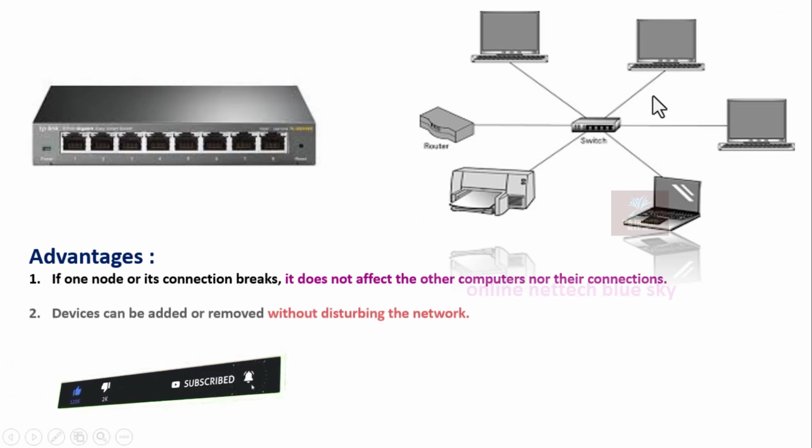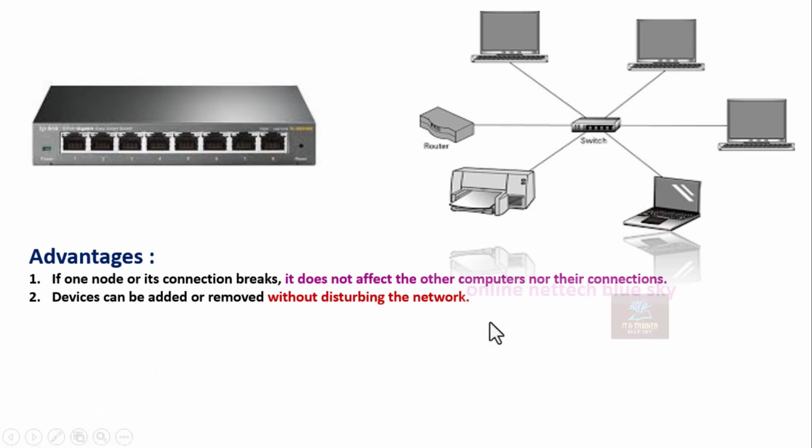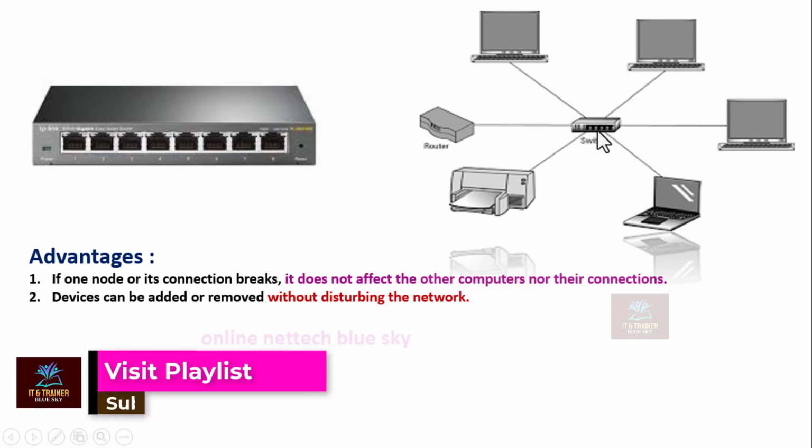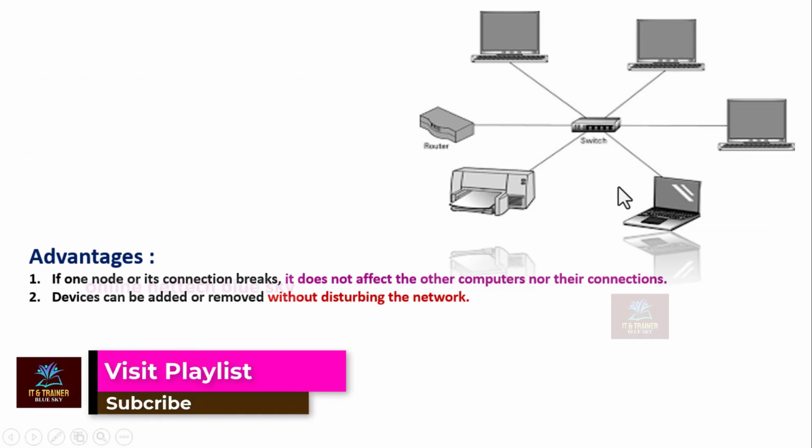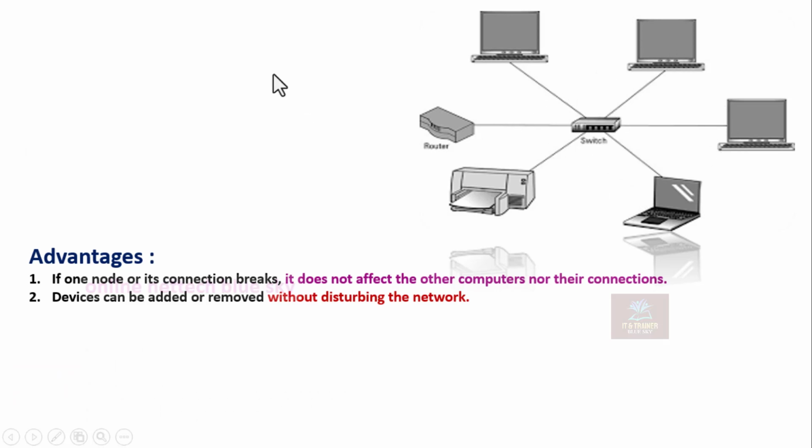The second advantage is that devices can be added or removed without disturbing the network. I already told you this point. Maybe you want to add a fifth and sixth computer. Connect them with one cable, and you can connect again without switching off or shutting down the other computers on the network. It is easy to send and receive data, with no need to disturb the rest of the network.